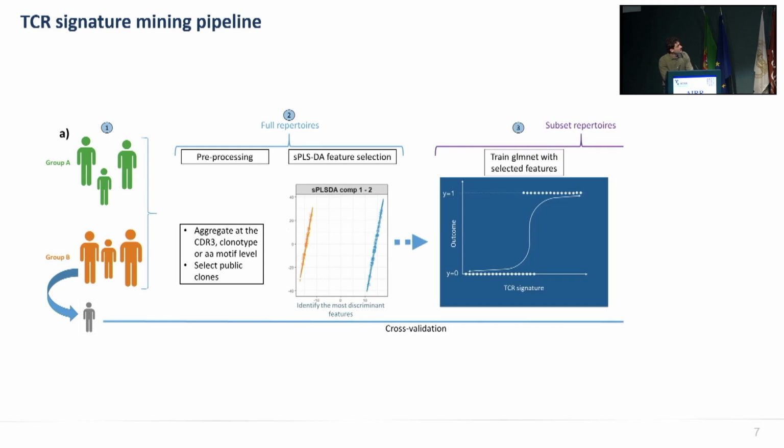So once these discriminant features are selected, we train a very simple predictive model, which is basically a logistic regression, at classifying group A from group B based on the subset repertoires, subset based on these discriminant features. Once the model is fit, we then assess the performances of that model on the left out samples.